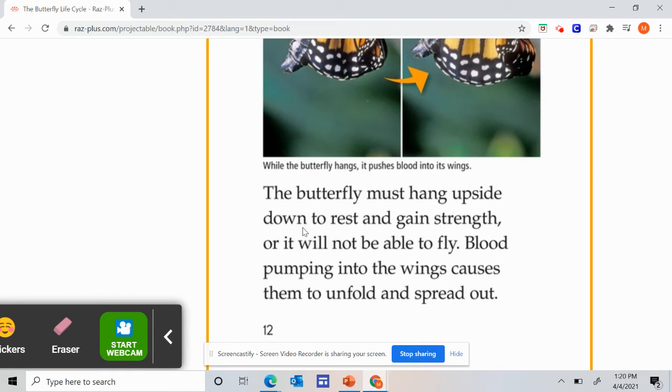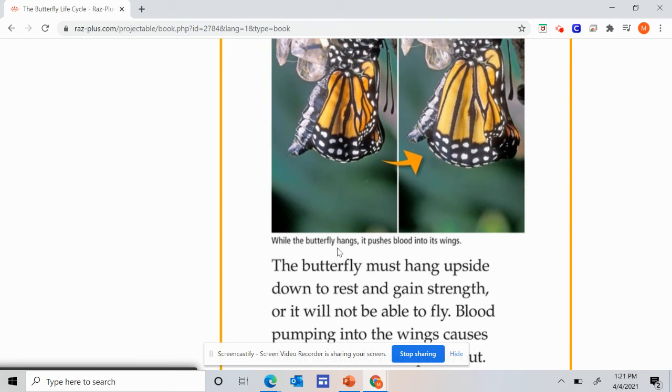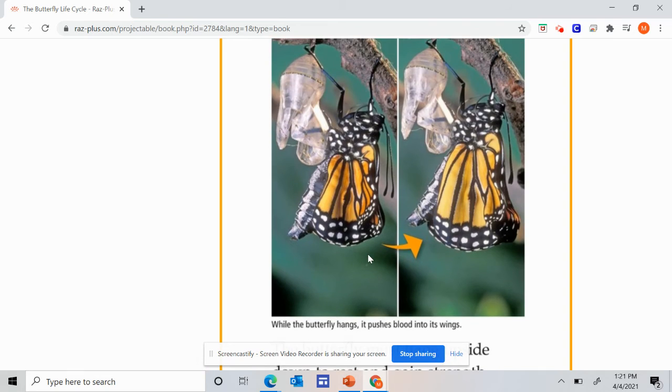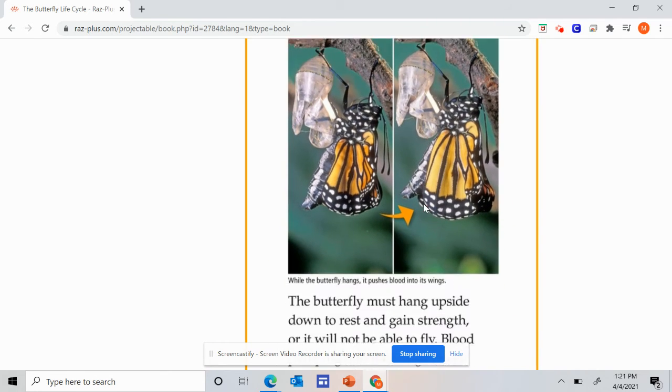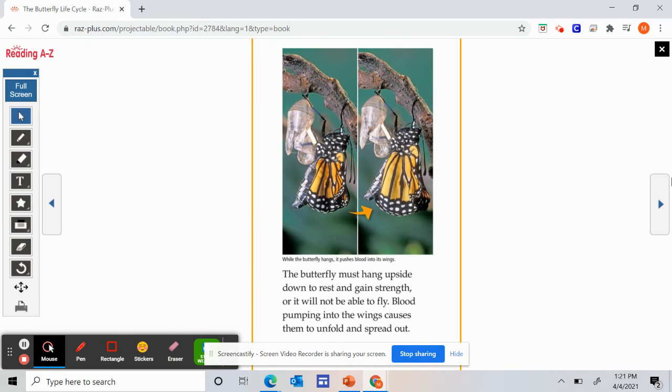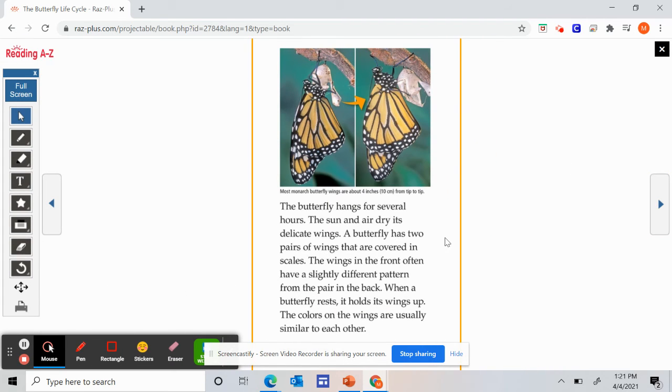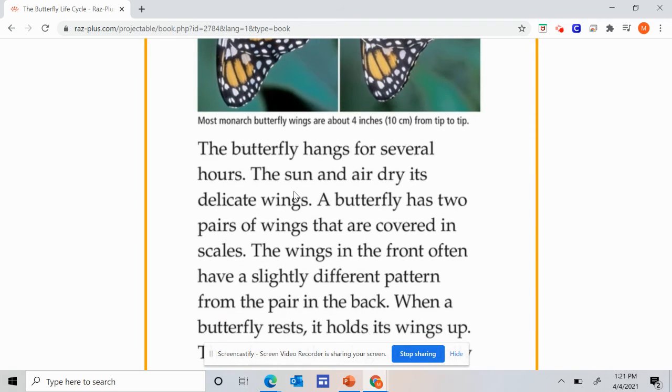The butterfly must hang upside down to rest and gain its strength, or it will not be able to fly. Blood pumping into the wings causes them to unfold and spread out. While the butterfly hangs, it pushes blood into its wings. So after it emerges from the chrysalis, it needs to rest. The butterfly hangs for several hours.